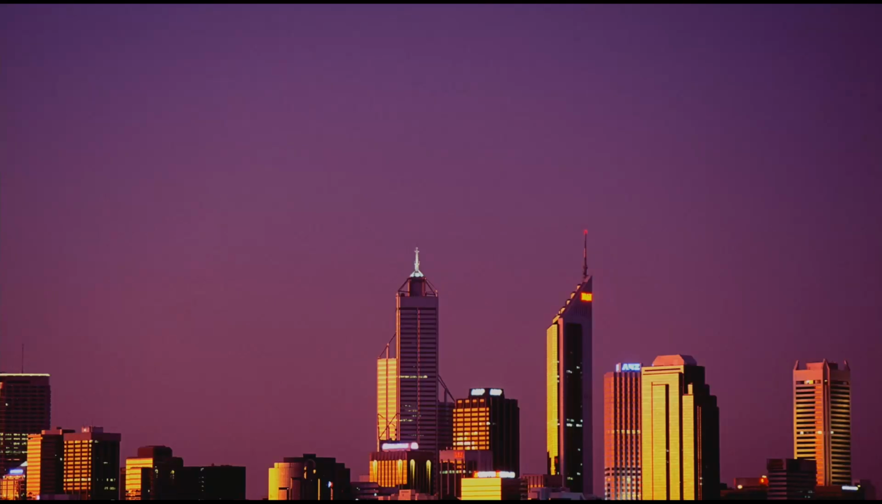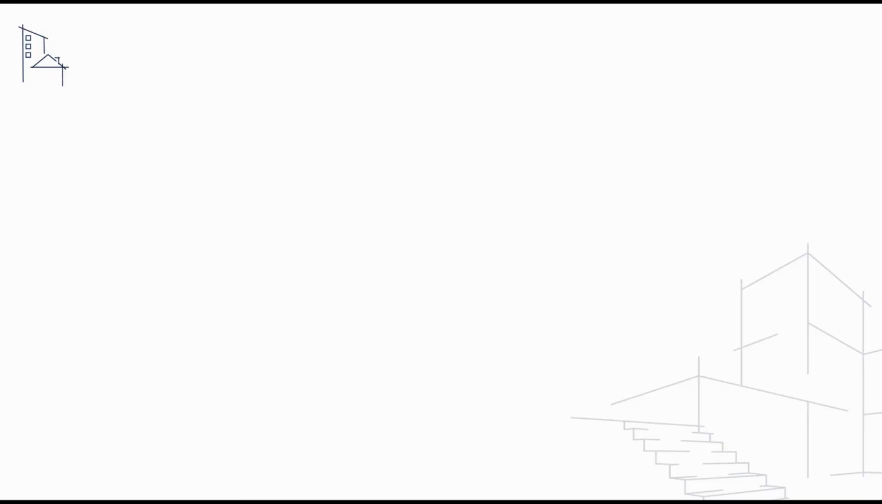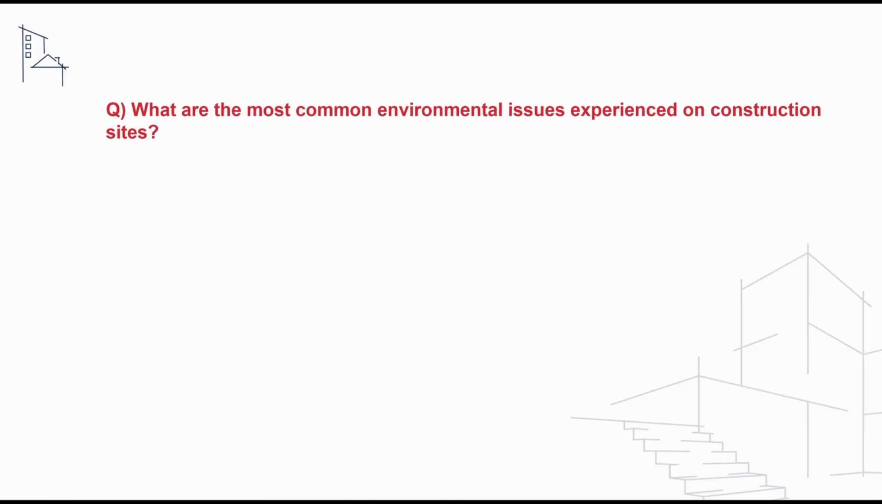We'll now take a look at some questions under the sustainability competency. And the first question we'll take a look at under this competency is what are the most common environmental issues experienced on construction sites? And to address this, we could first of all make reference to the risk of land degradation, and usually large projects entail extensive land disturbance which makes the soil vulnerable to erosion, and soil removed may become airborne and create dust problems or be carried into natural waterways.